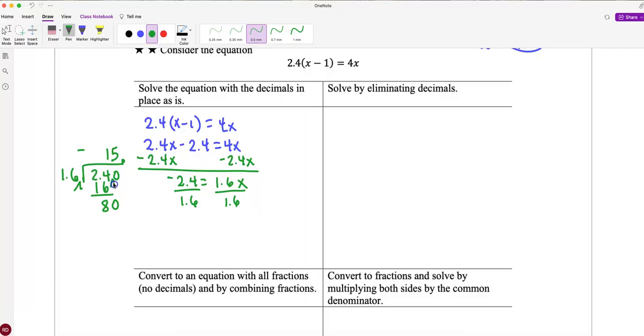When I moved the decimal one, I forgot to write the decimal down. I moved it 1 place, not 2 places. So 1.5 is negative 1.5. So x equals negative 1.5.